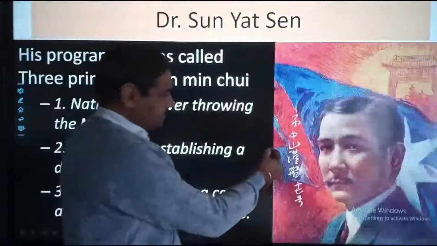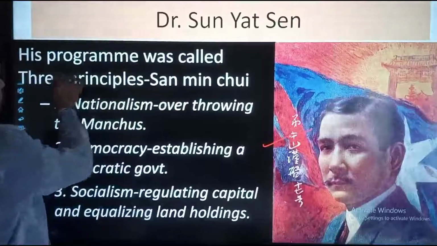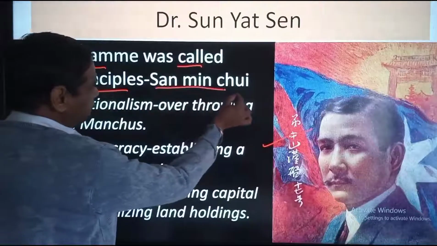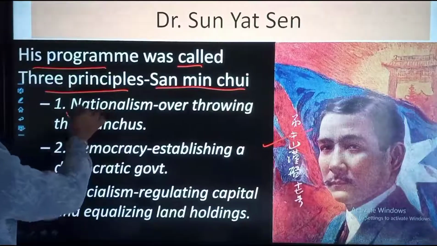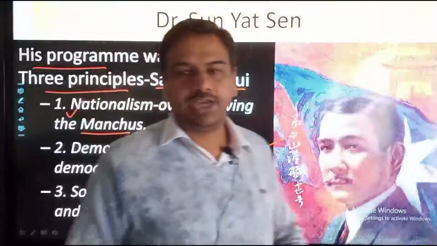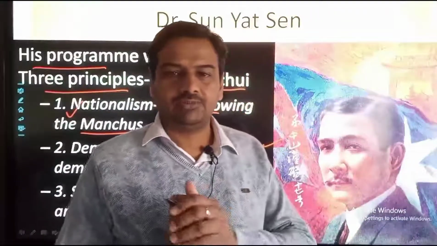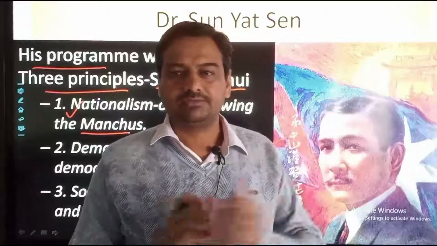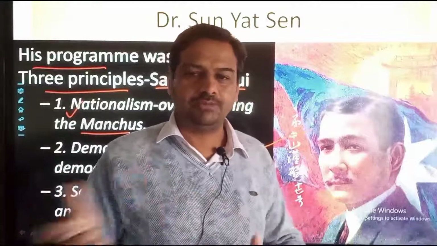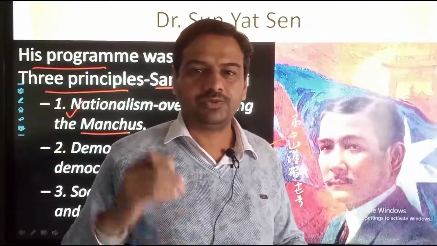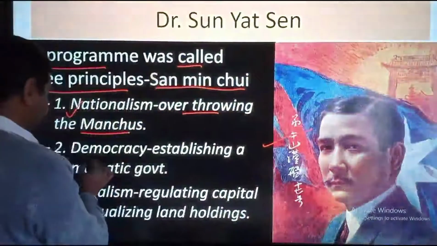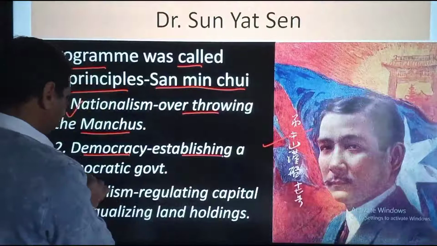This is another image of Sun Yat-sen. His program was called the Three Principles, known by the name San Min Chui. The first principle is nationalism, overthrowing the Manchus. So the Manchu Empire used to be there in China, and it was considered foreign. They were considered to be foreigners. So Dr. Sun Yat-sen wanted to overthrow that empire, and he wanted to create a feeling of nationalism among the people of China.